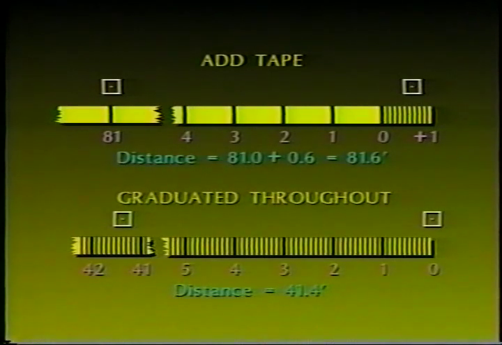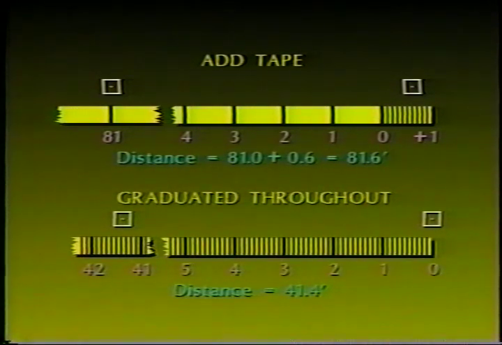These are the add tape, which is what I grew up with in surveying, and the graduated throughout tape. The add tape is calibrated from 0 to 100 by full feet in one direction and has an additional foot beyond the zero end, graduated from 0 to 1 foot in tenths, or more commonly in tenths and hundredths, in the other direction. This makes the complete tape 101 feet long.